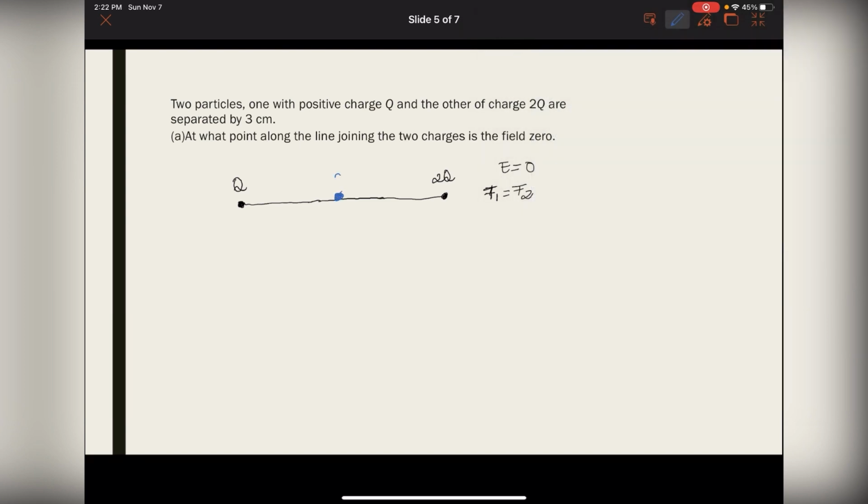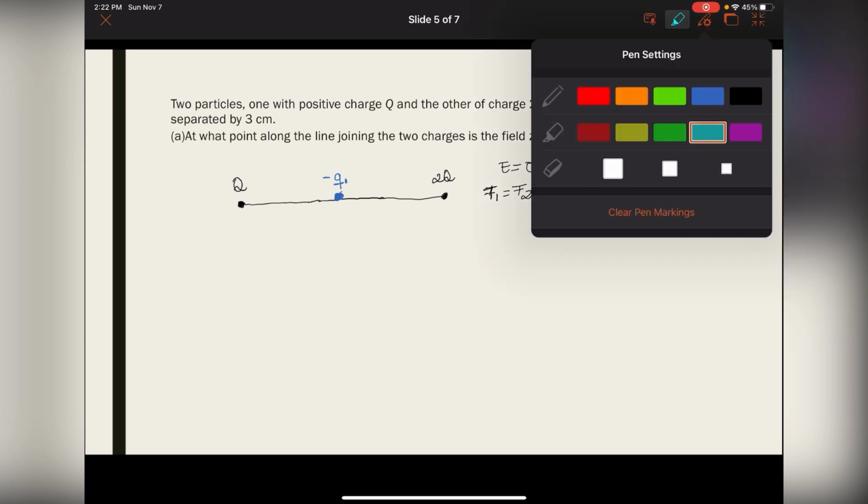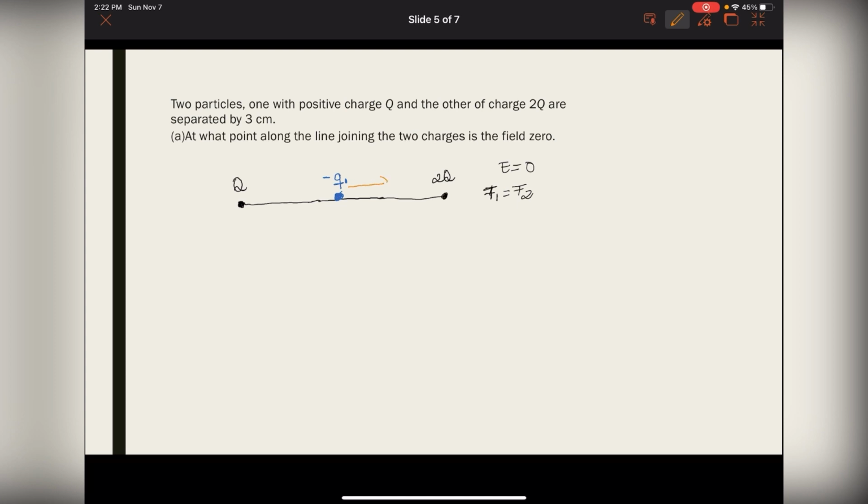So we have the charge in here. We found out in the previous part that it was negative. And if you remember from last part, we have a force F1 and we have F2. The distance between Q and 2Q is 3 centimeters. And 3 centimeters equals 0.03 meters.